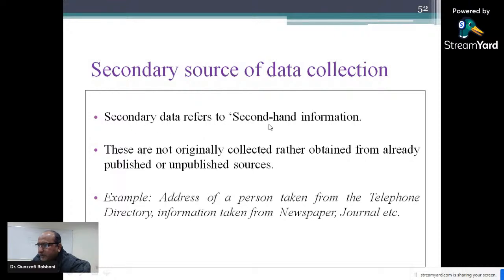Secondary data refers to second-hand information. These are not originally collected, but obtained from already published or unpublished sources. For example, the address of a person taken from the telephone directory, or information taken from a newspaper, journal, etc. These data are secondary source of data.